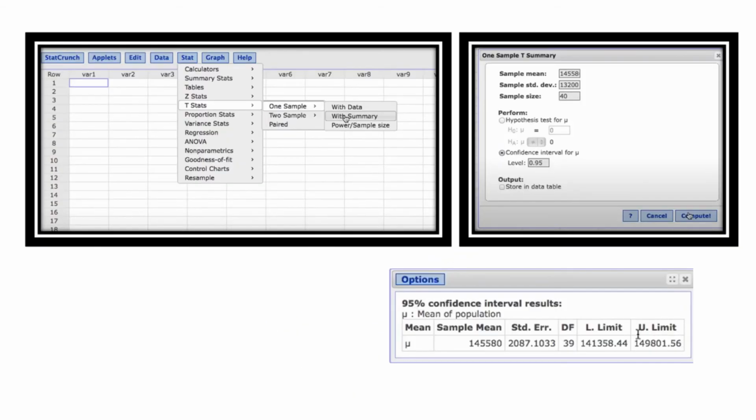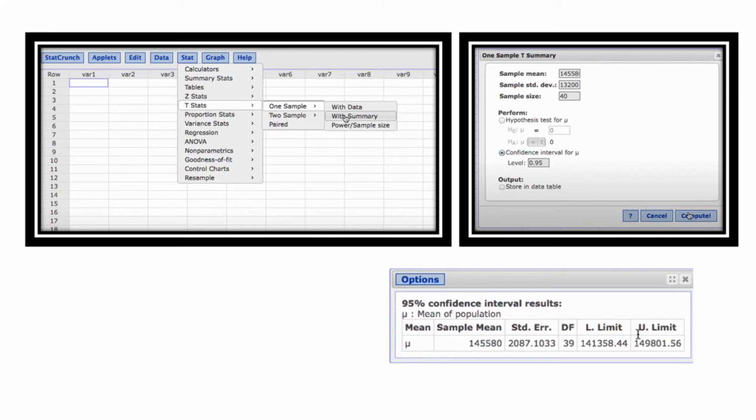Now plugging this information into StatCrunch. In StatCrunch, it's quite easy. We're still in the stat menu, just like when we were looking at the proportion and z-stats, but now we're looking at t-stats, the t distributions, because we don't know the population standard deviation. We're looking at one sample with summary. That means with the summary, we're not looking at columns of data. We have the sample mean and the sample standard deviation.